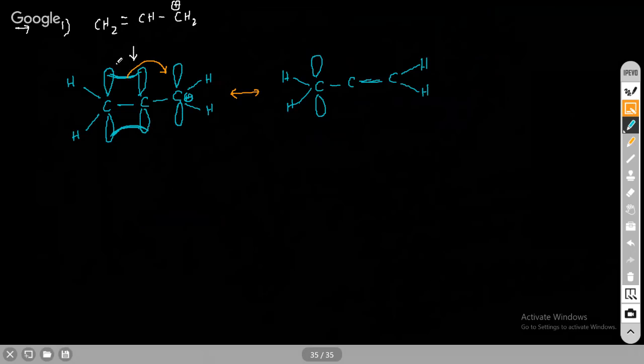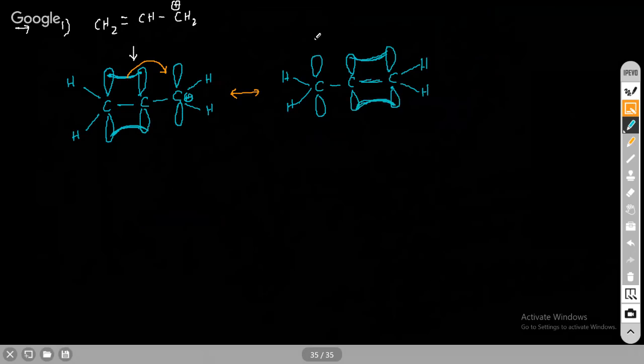Only change will be what? This bond pair will shift here between these two carbon atoms. That is the only change. Every other thing will be the same. Now you see here, this carbon has one electron here and one electron here, and this one electron jumps over here, and now this bond pair of electrons is shared between these two carbon atoms, right? This one and these two carbon atoms.